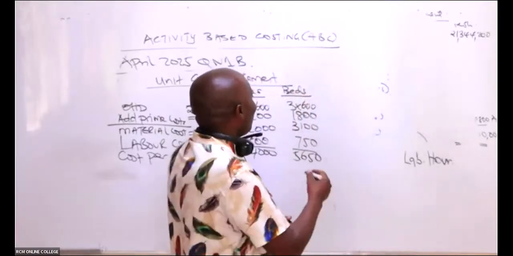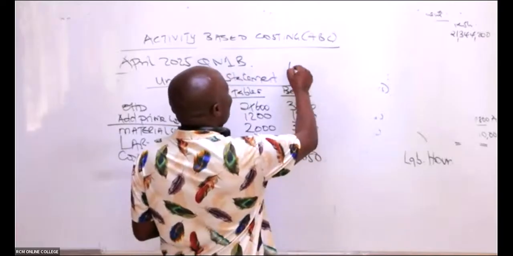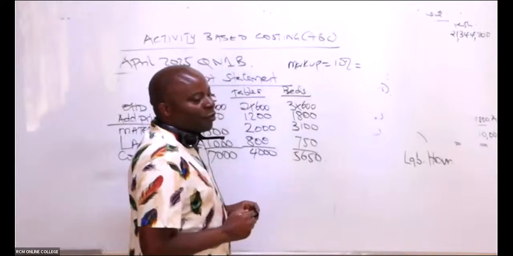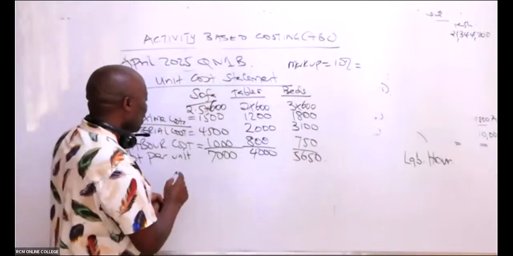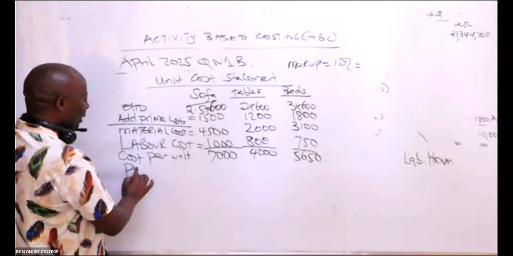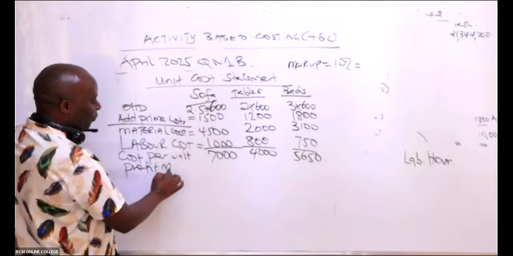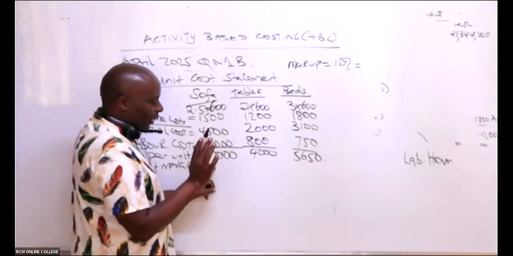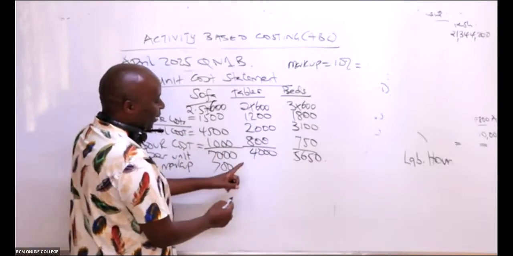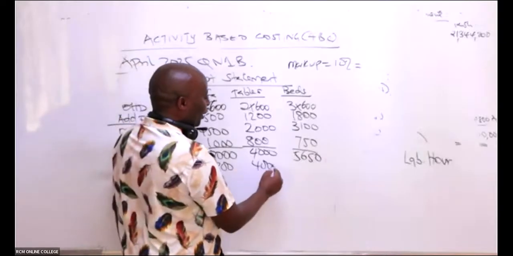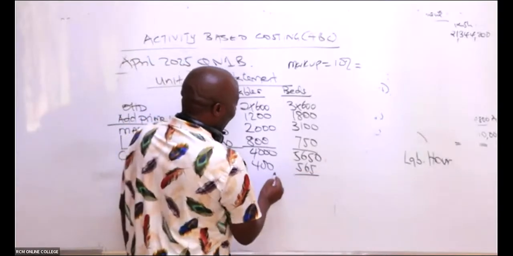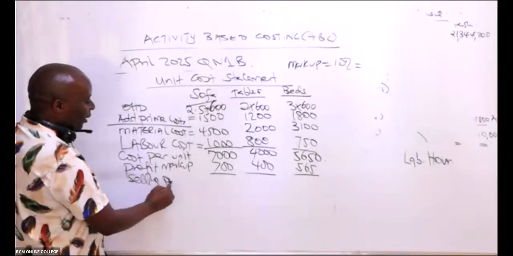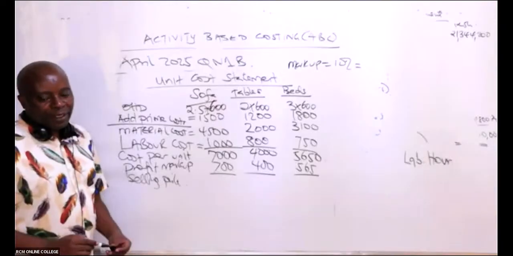If he gave you a markup of 10%, then you should have come here and calculated the profit now. We call it profit, your profit markup. So it'll be 10% of 7,000, which will be 700, isn't it? 10% of this, 400. 10% of this, 565. And then when you add the two, now you are able to get what we call a selling price.